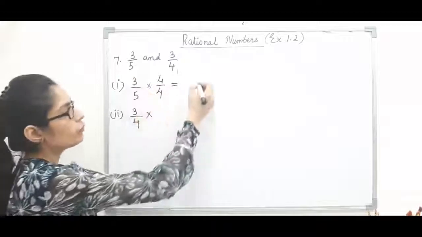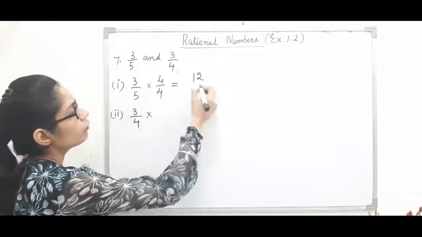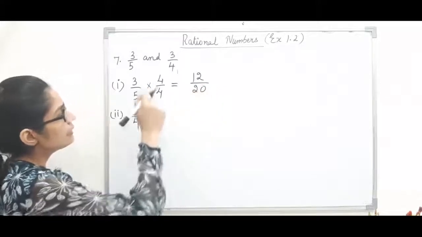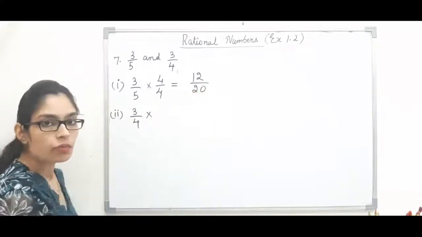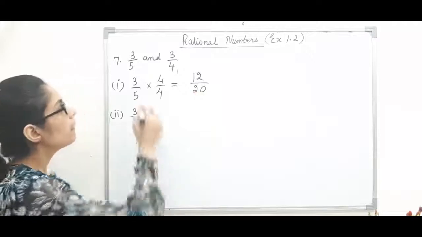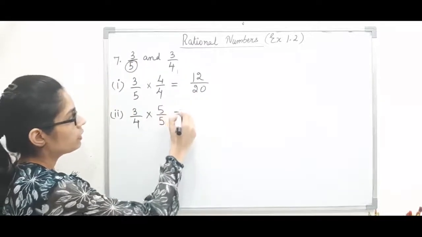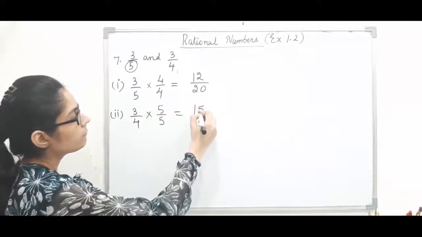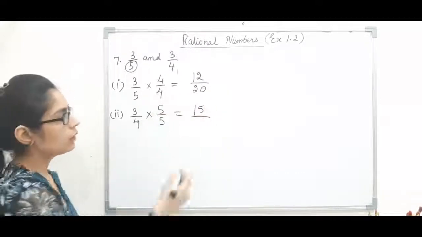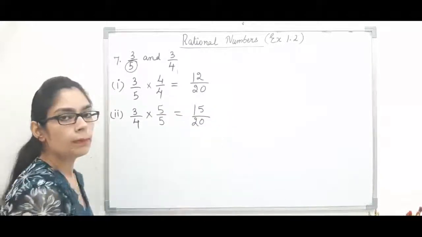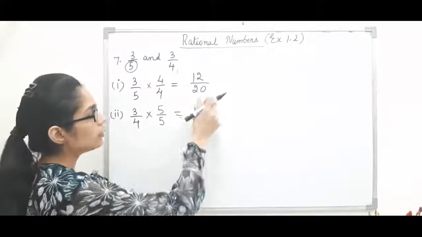3 into 4 is 12. 5 into 4 is 20. Now second number I have to multiply and divide by the denominator of the first number. So it is 5. 3 into 5 is 15. 4 into 5 is 20. So we can see now denominators of both the numbers are equal.